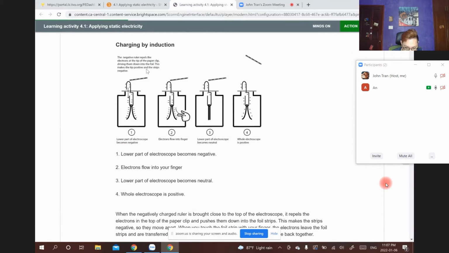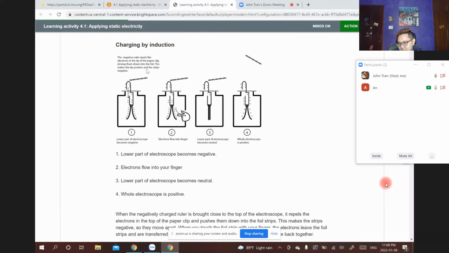The lower part of the electroscope becomes negative, and electrons flow into your finger when you touch it. The lower part of the electroscope becomes neutral again when the rod is positive. Negative charges of course repel each other.